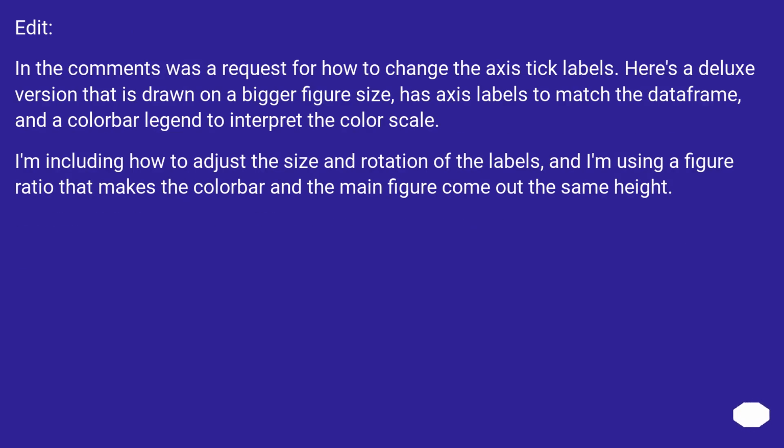Edit. In the comments was a request for how to change the axis tick labels. Here's a deluxe version that is drawn on a bigger figure size, has axis labels to match the data frame, and a color bar legend to interpret the color scale. I'm including how to adjust the size and rotation of the labels, and I'm using a figure ratio that makes the color bar and the main figure come out the same height.